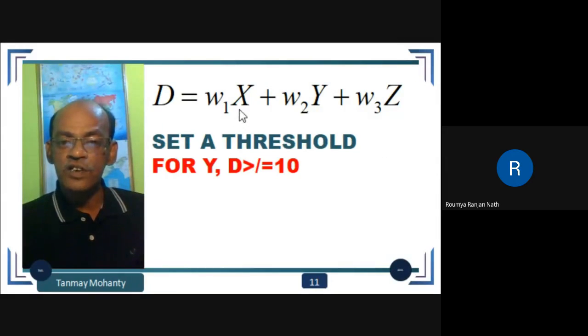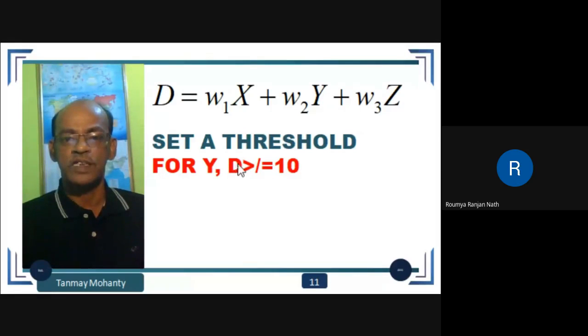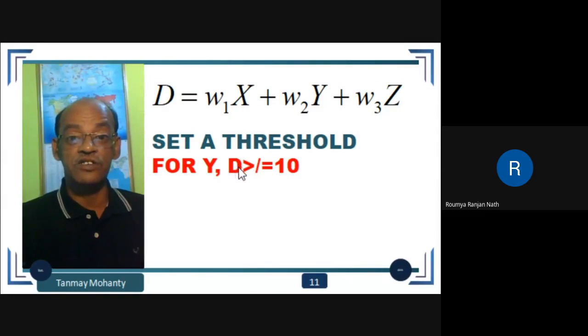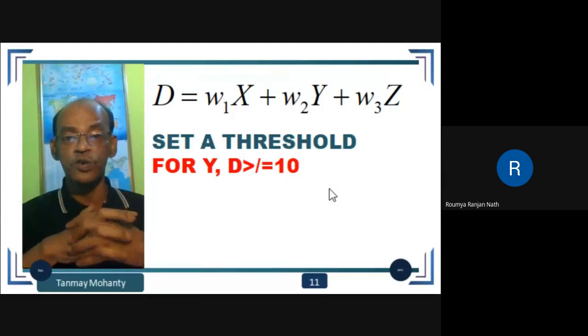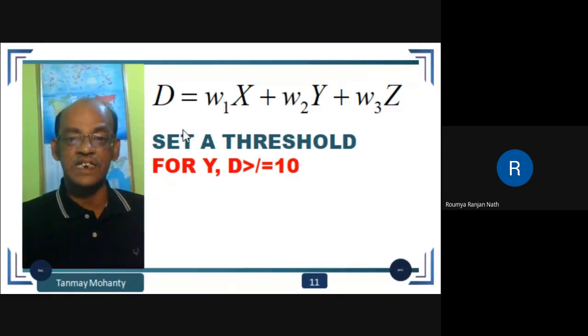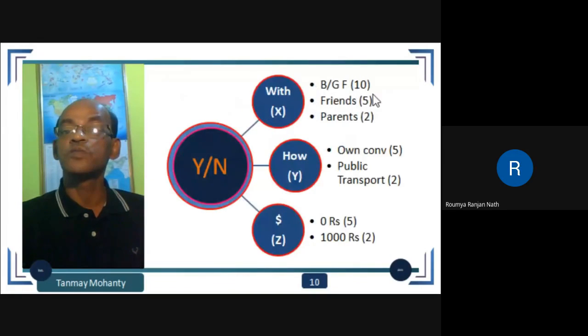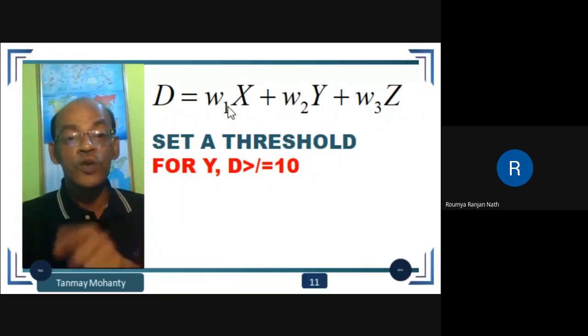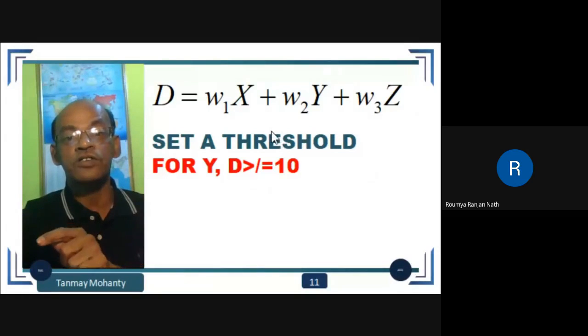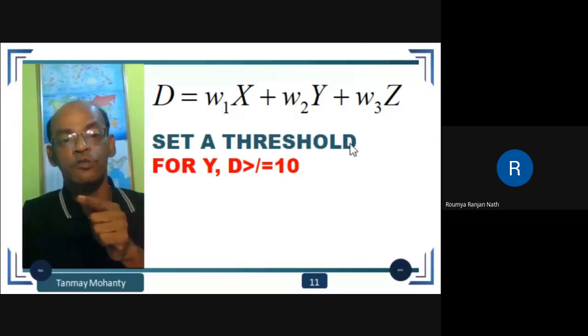Then what is my result? 10 plus 0 plus 0. But my threshold is that I will say yes if our output value is greater than or equal to 10. Now this D is 10. Therefore I will say yes. This decision making depends on our weightage assignment. We have assigned a very high weightage to the girlfriend. Suppose I reduce the weight here, then my decision value will change. The weightage assigned to input parameters plays a significant role on the output, right?